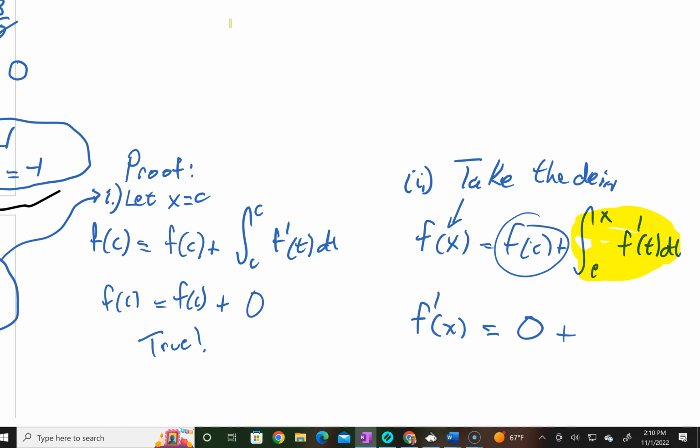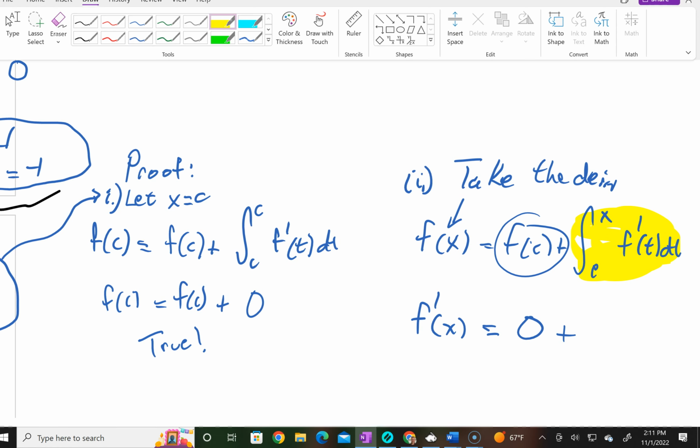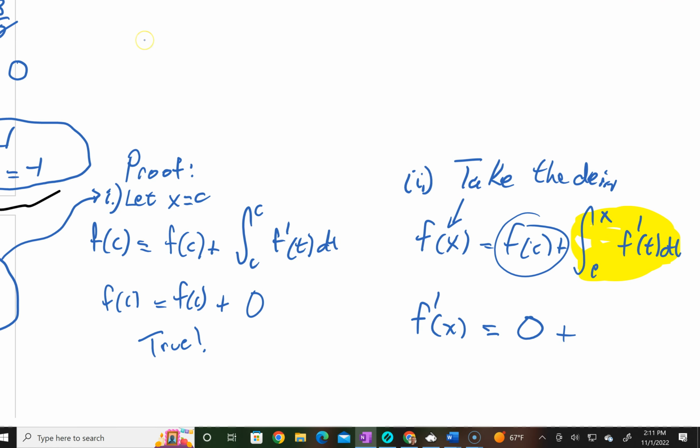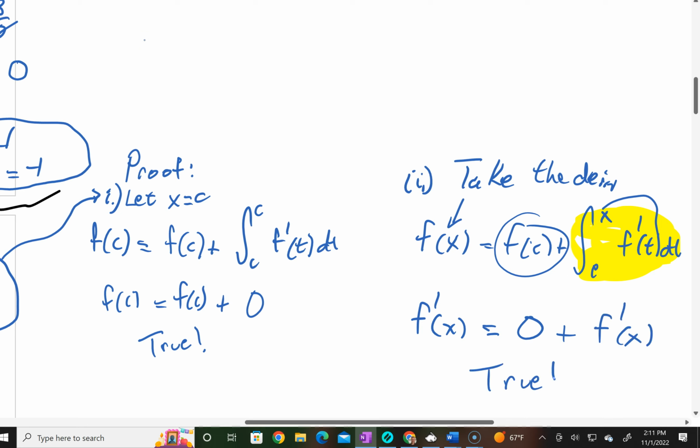Oh, wow. Fundamental theorem of calculus, part 1. What's that? Yeah, plug your x in. Oh, my gosh. It's true. Who would have thunk it?